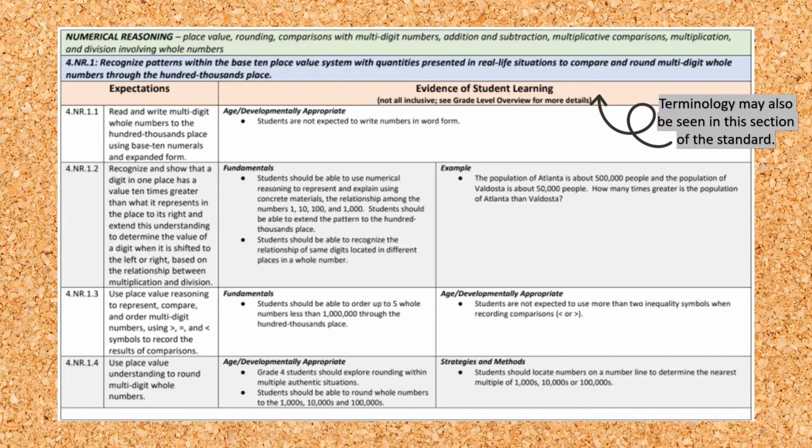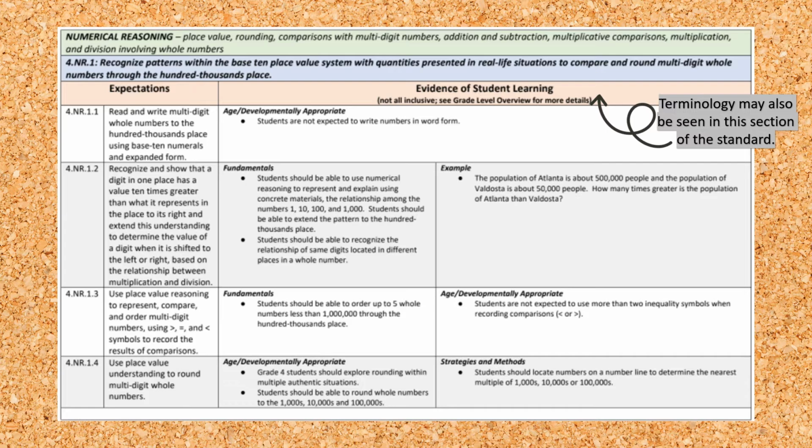Below that, in the kind of orangish color, you're going to see expectations and evidence of student learning. As I've said before, the expectations are basically the substandards, whereas what we've been looking at in the past would be, for example, you would have your standard title and then you might have A, B, C, and D. This is numbered. This is broken down in numbers, so 1, 2, 3, and 4.